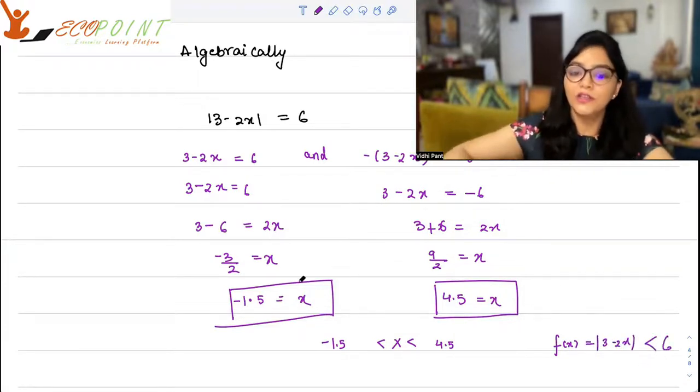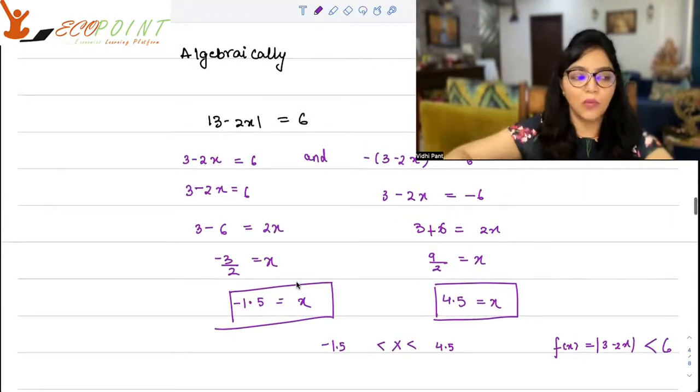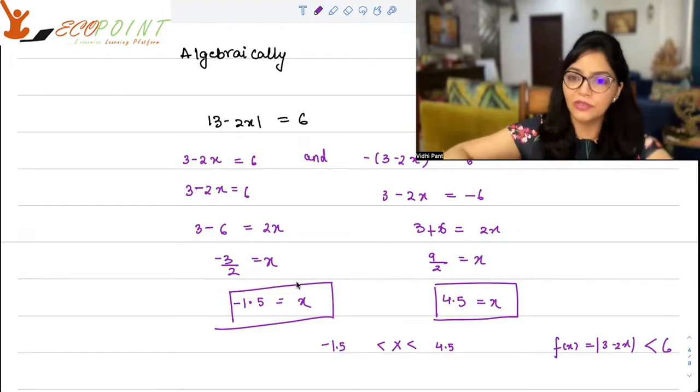All right. So we have discussed the 3 cases. Number 1, when A is negative or equal to 0, what happens with the inequality mod x less than A? And what happens to the mod x less than A inequality when A is actually a positive number? And I've given you examples related to it.